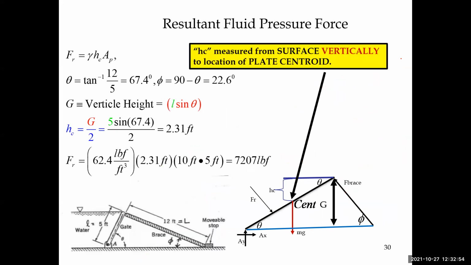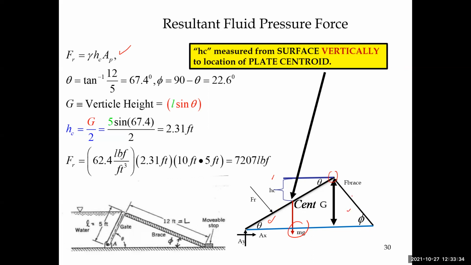So let's look at the value of h sub c. h sub c is always measured vertically downward from the surface of the water to the centroid of the plate. And of course, my weight component, mg, also acts through the centroid as well. I know that the engineering is simply F sub R is equal to gamma times h sub c times the area of the plate. Let's first find the angle theta and also find the angle phi.